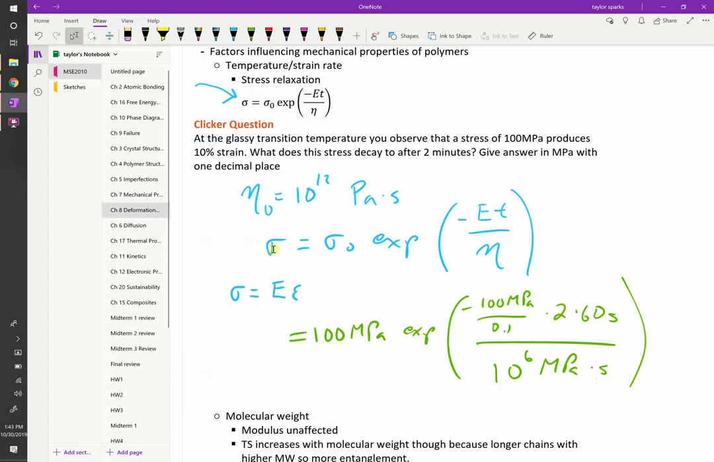Okay, get your answers in, and when you're done, we're done for the day. We'll pick up here next time talking about diffusion.